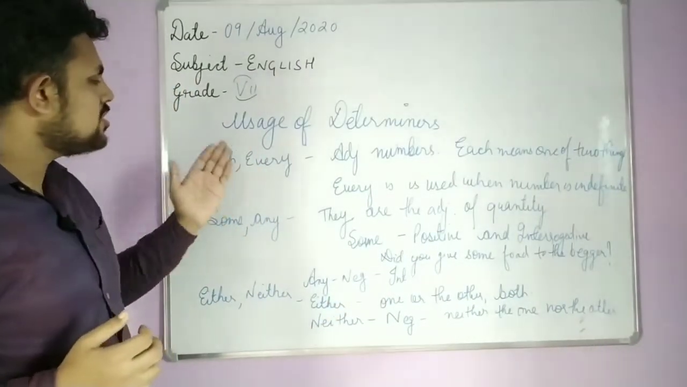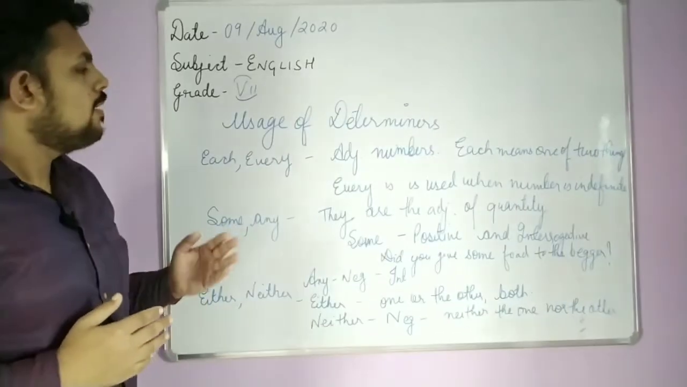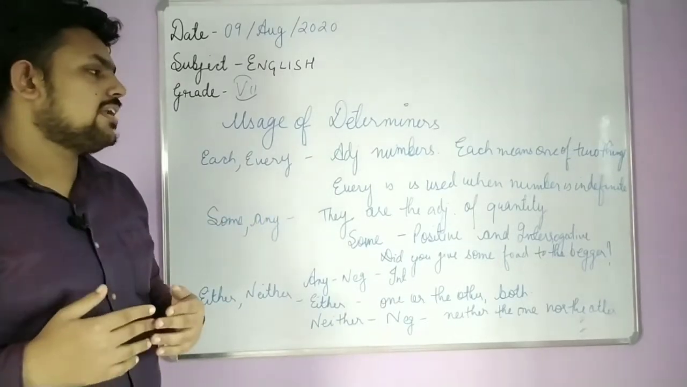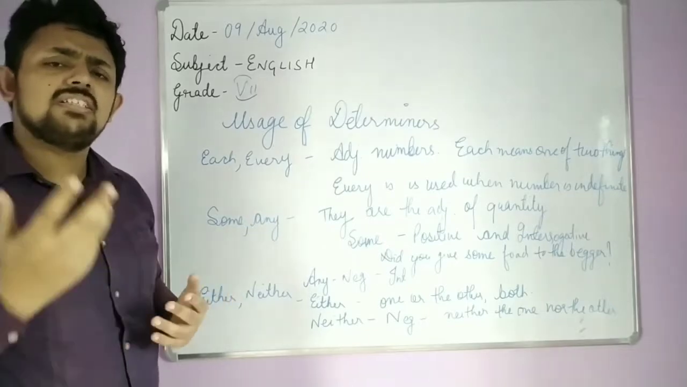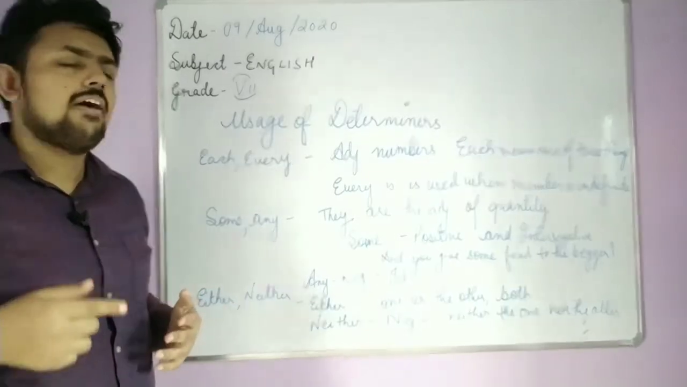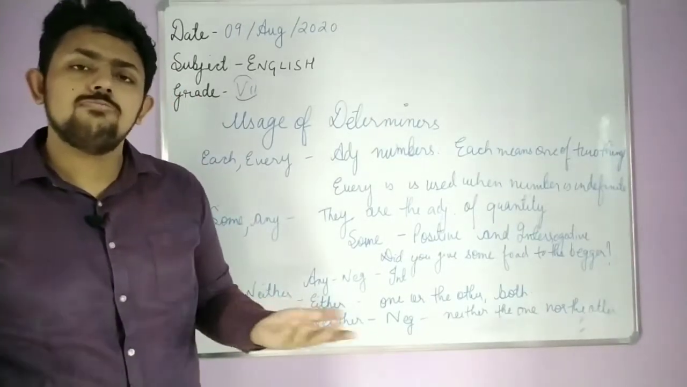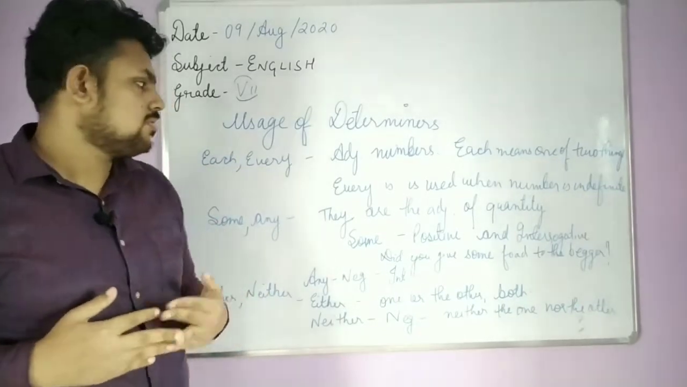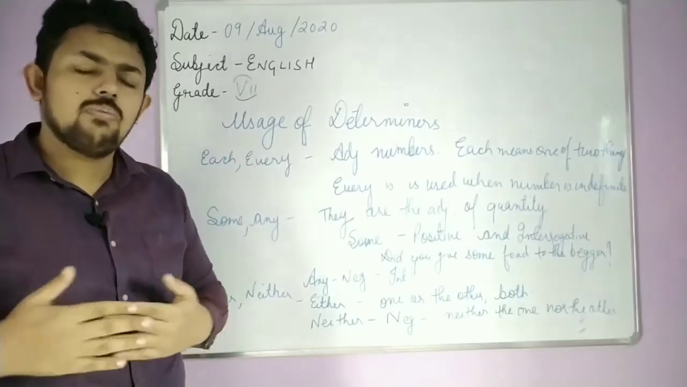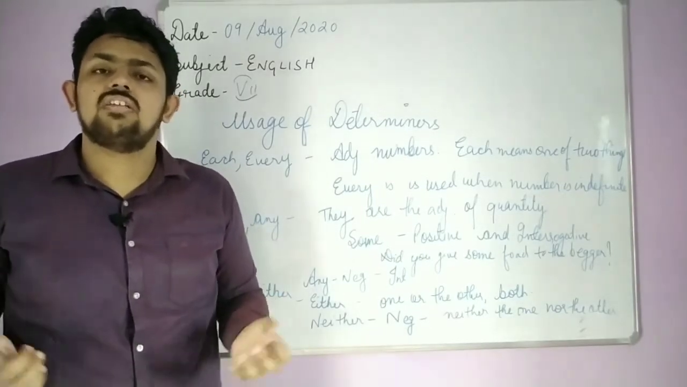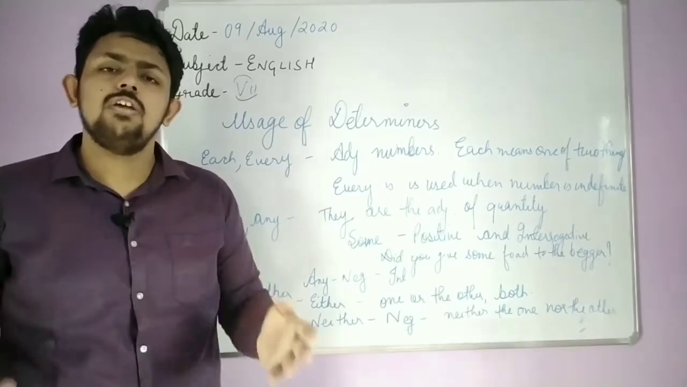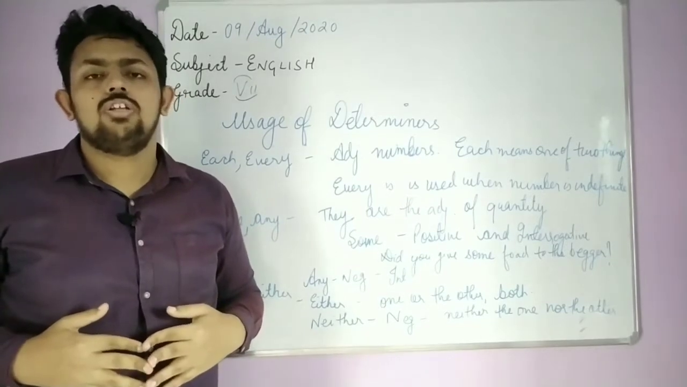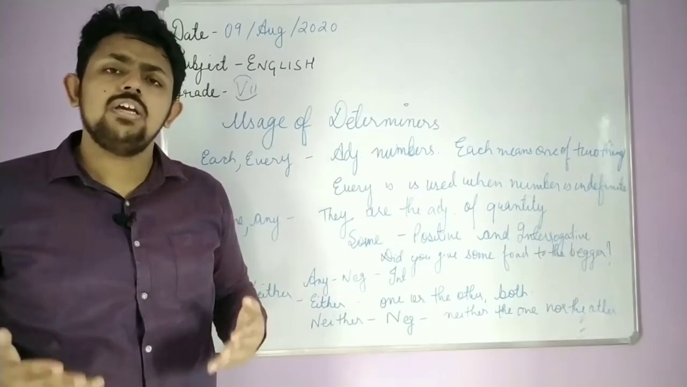Some more usage. Each and every. Both are adjectives of number. Each means one of the two things, and every is used when the number is indefinite. Each may be taken as a single unit, when we are singling out everyone. Each of the students has to pass the exam. Every one of you must bring your notebooks. When we don't know the exact number, the number is indefinite. We don't say that 37 of the students must bring, we say every one of you.